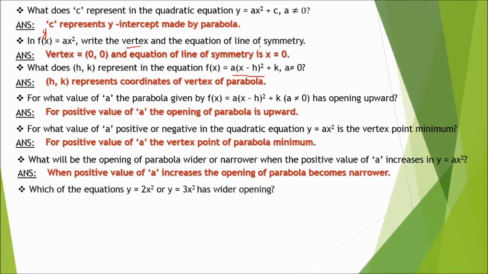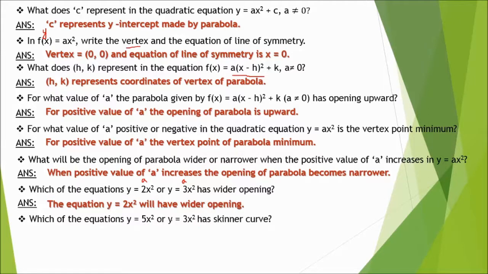Which of these two equations has the wider opening? Value of a is 2 in one and 3 in the other. If the value of a increases, the opening will be narrower, so to get the wider opening, the value of a must be smaller. So y equal to 2x square will have a wider opening in comparison with y equal to 3x square. It's a comparison between two graphs. The first has a as 2 and the second has a as 3, so the first one has the wider opening.